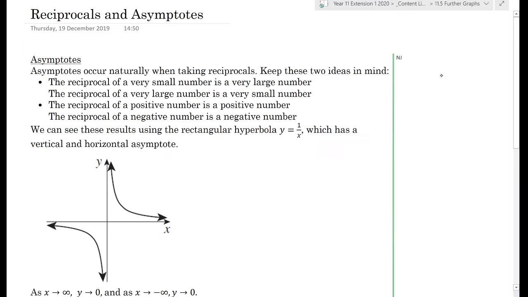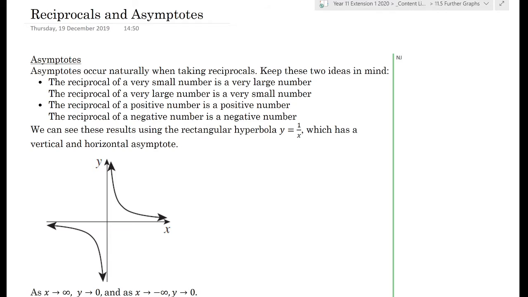Okay guys, so in this lesson we are going to be looking at asymptotes and reciprocals, or reciprocals and asymptotes if you will. So, reciprocals and asymptotes. An asymptote we already know about, they occur naturally when we take reciprocals. So we're going to keep the following two ideas in mind, because when we draw these things, we can draw them without actually working out what the function is. We can actually work them out by looking just at the graph.